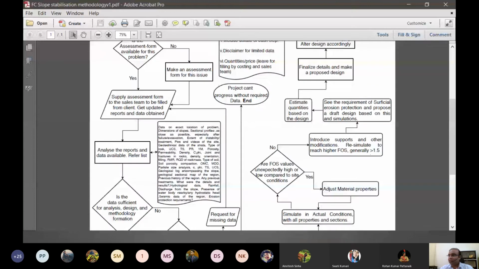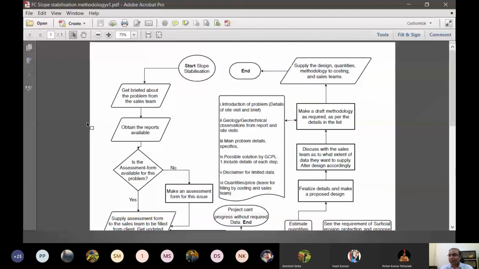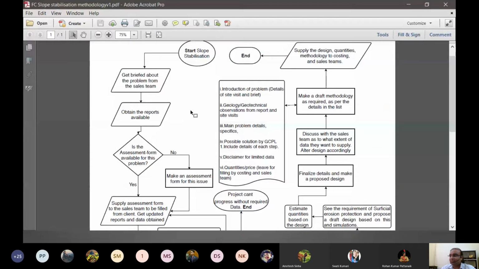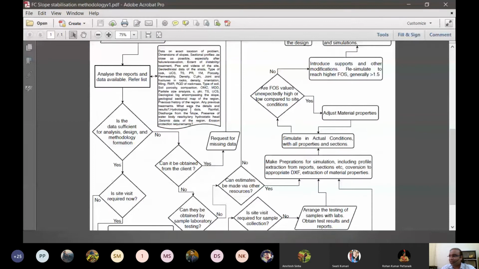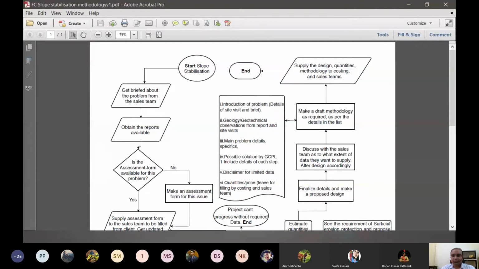Why I was taking the slope stabilization problem was because you guys are all in slope stabilization as well, so some idea how things will be done is also there. So yeah, please, someone, what do you think? Is this flowchart proper? Is this appropriately done, properly managed, or are there some mistakes that have to be dealt with, or some improvements that can be done? Yeah, please, someone.